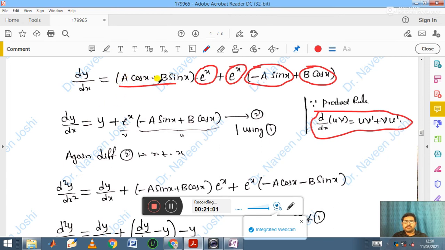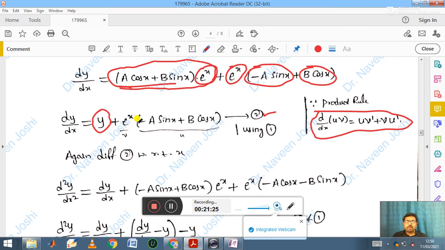here a cos x plus b sin x into e power x. This is nothing but the given function. So with the help of equation 1 you can replace this entire expression by y, plus e power x as it is, times minus a sin x plus b cos x. You take it as equation 2.